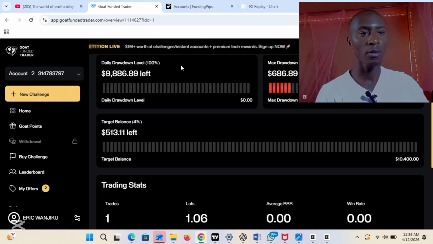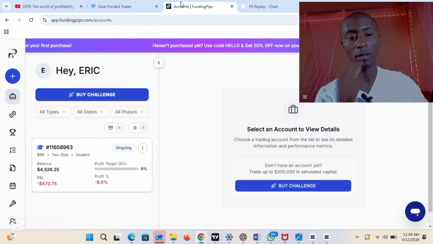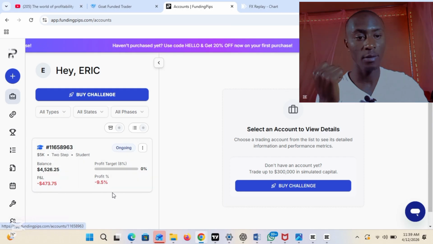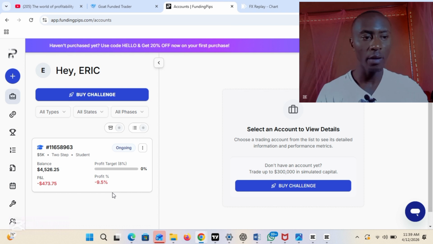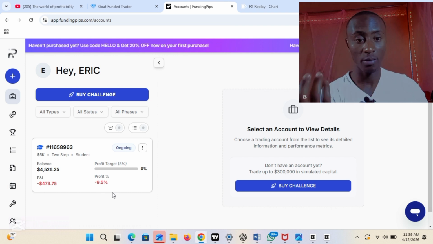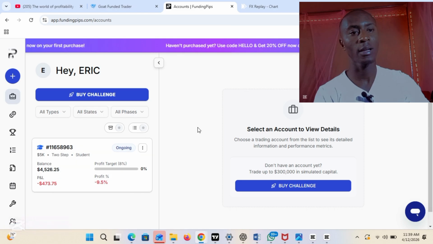I don't know much about this account. And then I also have this Fading Pips account that was remaining when I was breaching the previous account. It's now at a drawdown of negative 9.5%. Basically, I can count it as a breached account as well, because I'm remaining with maybe $25, which is not much, but I have been in a worse situation than that, so I might as well recover.